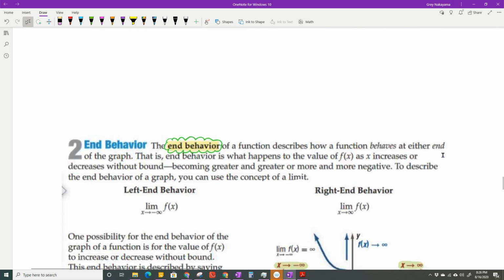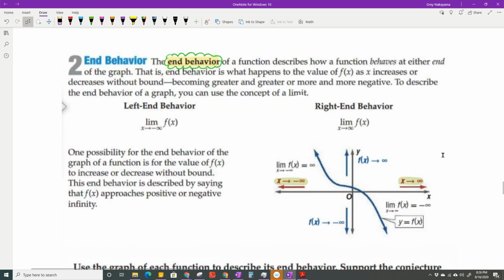So the last thing we're going to do is review end behavior. Again, I know you did that last year. In end behavior, y'all, we're just talking about what the left arrow of the graph is doing and what the right arrow is doing.